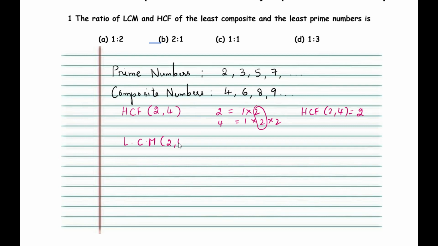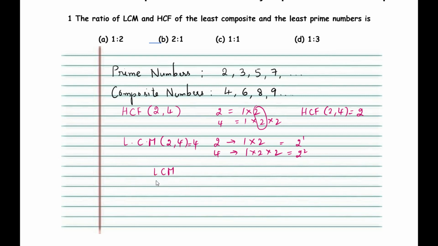In the same way, we'll find the LCM of 2 and 4. Factors of 2 are 1 and 2, and 4 is 1 into 2 into 2. The highest power is 2 squared, that is 4. Therefore, the LCM of 2 and 4 is 4.